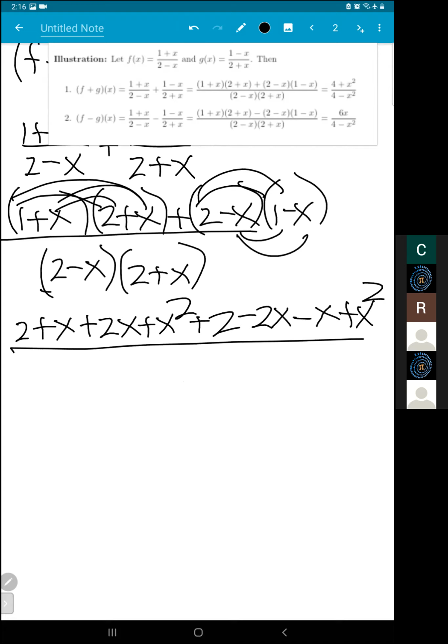Then this one, if you expand, is 4 minus x squared. Difference of two squares. Okay, let's see if things cancel out. Okay. So it should be 4 plus 2x squared.